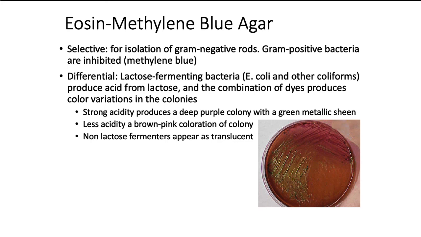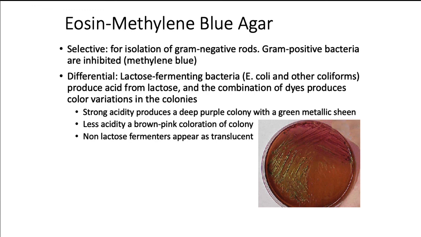Then there is this next one. It's called the Eosin-Methylene blue agar, or EMB agar. This is also selective and differential. It's kind of similar in what it does to MacConkey. So it's also selective for gram-negative rods because of the presence of methylene blue. And it's differential for lactose fermentation. And what is kind of different is the colors.